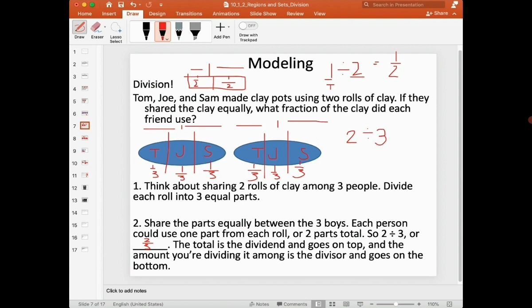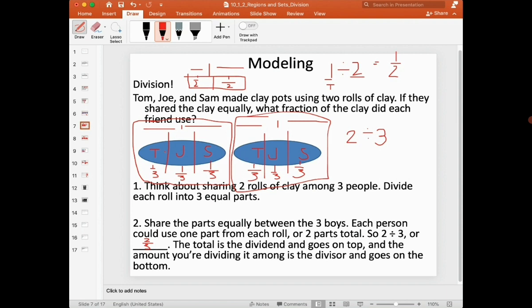So we're going to cut each whole into 3 pieces. We're not going to call these sixths because we are only using the denominator out of the number of pieces in the whole. So since this one whole has 3 pieces and this one whole has 3 pieces, these are thirds. So if we cut each roll into 3 pieces for each friend, we give Tom 1 piece, we give Joe 1 piece, we give Sam 1 piece.